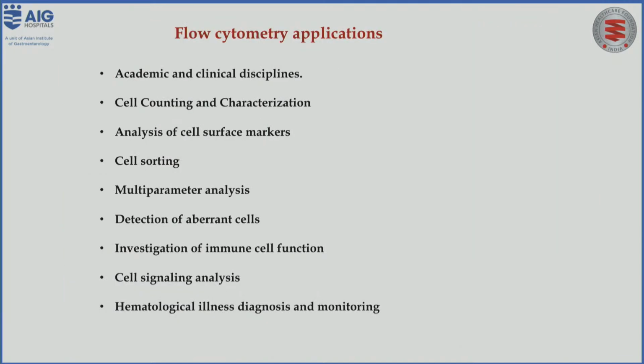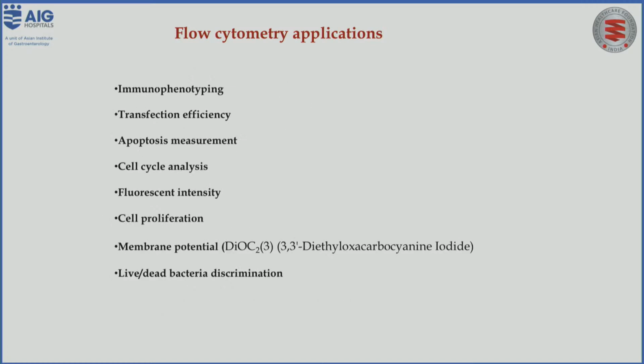Coming to flow cytometry applications, you can use it in academic and clinical disciplines. You can use it for cell counting, characterization, analysis of cell markers and phenotype markers. We can use it for cell sorting, multi-parameter analysis, detection of aberrant or abnormal cells, investigation of immune cell function, cell signaling analysis, pathological illness diagnosis, immunophenotyping, transfection efficiency measurement, cell cycle analysis, fluorescence intensity, cell proliferation, membrane potential, and live bacteria.